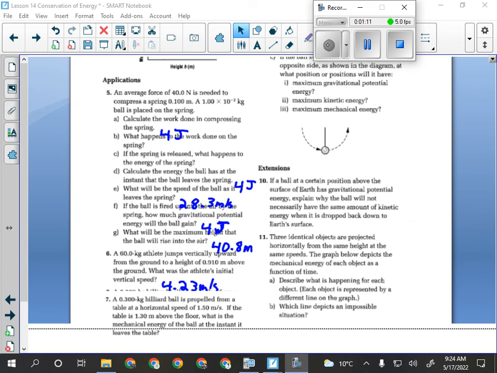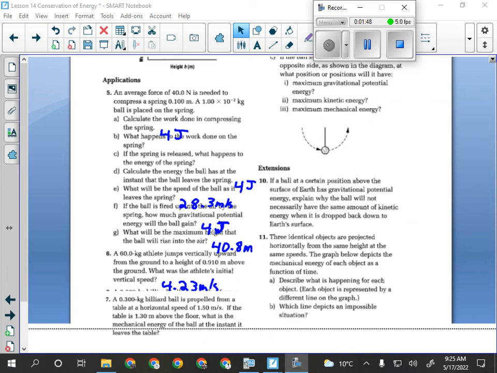If the spring is released, what happens to the energy of the spring? So I've got this spring, it's sitting on a desk, I've compressed it down and I put a ball on top of it. If I let it go, what will the spring do? Yeah, it'll release. So I release the spring. What does the spring do to the ball? What's that called? No, transfer of energy is called a 4-letter word, starts with W. Work. Yeah, okay. The spring will do work on the ball. It will transfer energy, mechanical energy, to the ball.